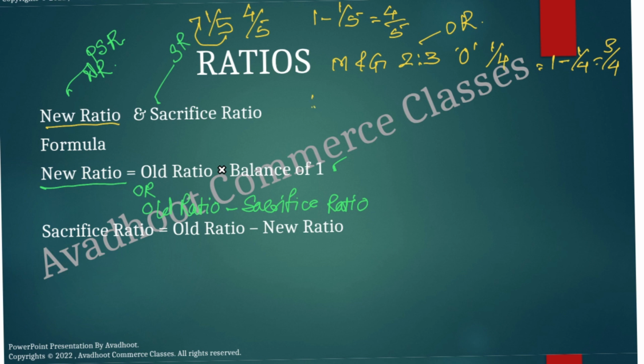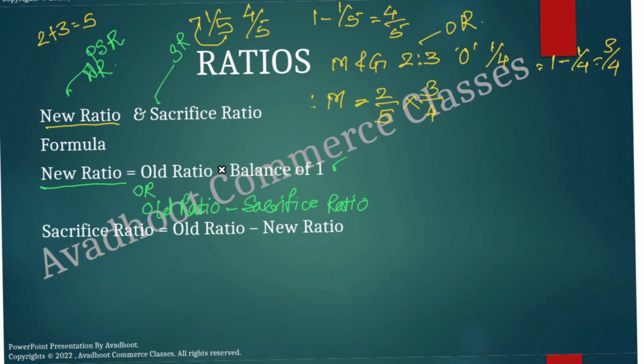Therefore, we can take one by one. Mr. M. How to calculate the new ratio? That is old ratio multiplied by balance of 1. Old ratio is 2 upon 5. From where does the 5 come? That is 2 plus 3 is equal to 5. Of 5, 2 share is of Mr. M, multiplied by balance of 1, that is 3 upon 4.